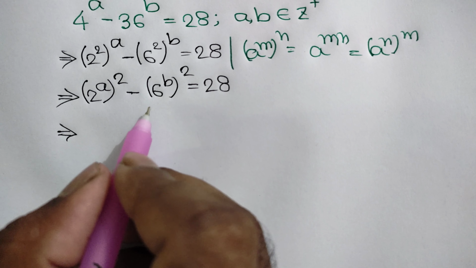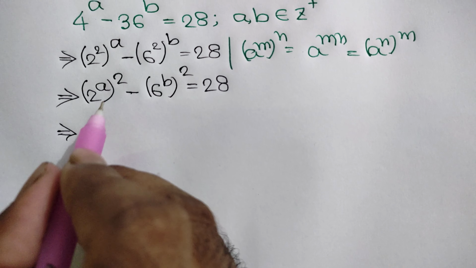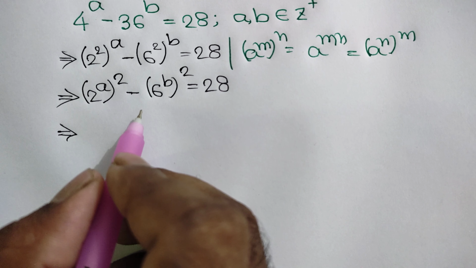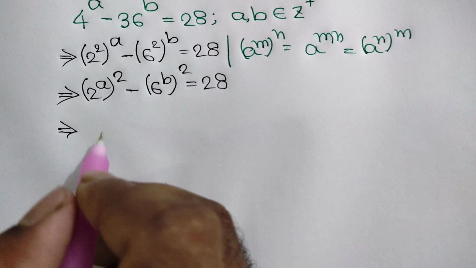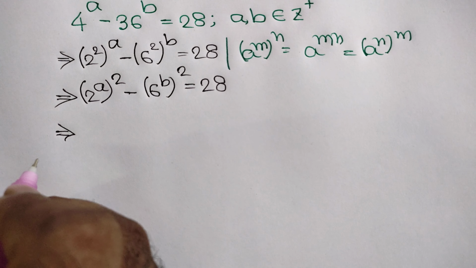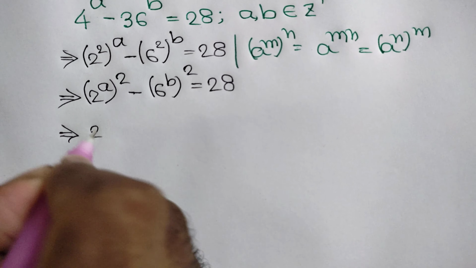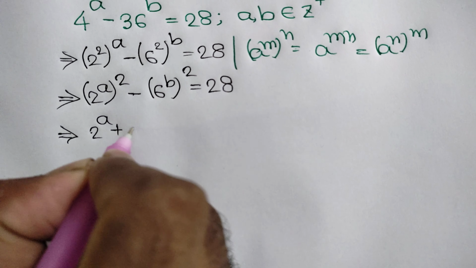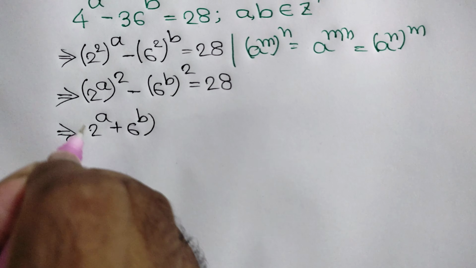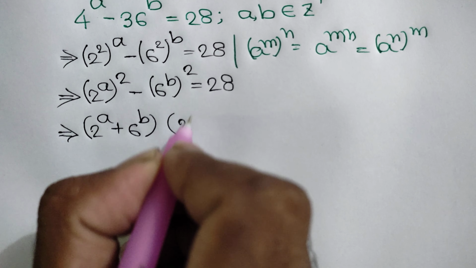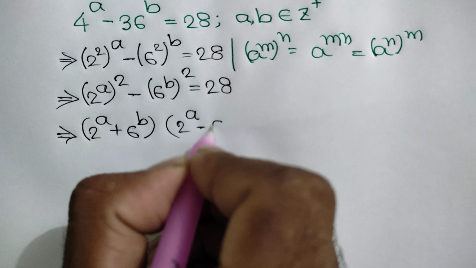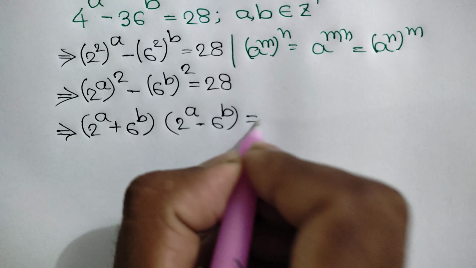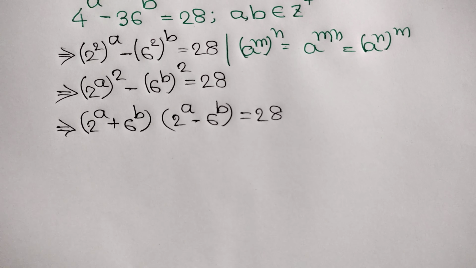This is like the formula a squared minus b squared is equal to a plus b times a minus b. So according to this formula we can write 2 to the power a plus 6 to the power b, times 2 to the power a minus 6 to the power b, is equal to 28.